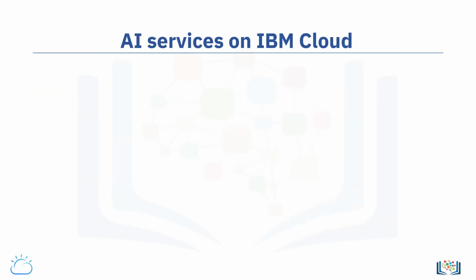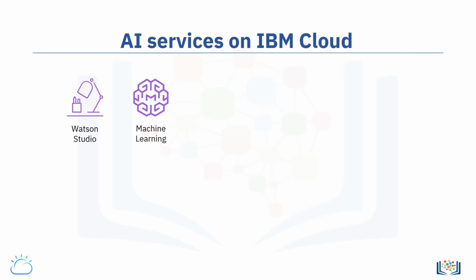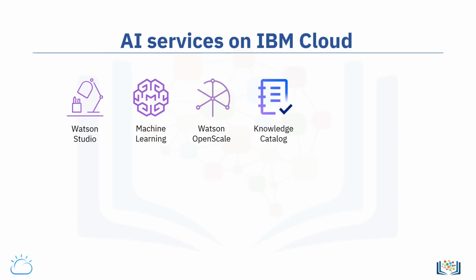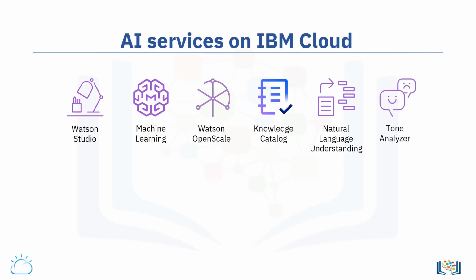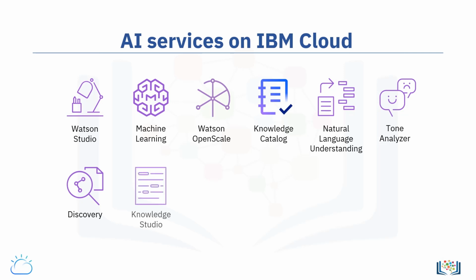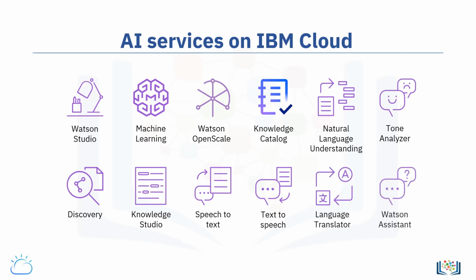Now, let's talk about some of the AI services available on IBM Cloud. First, we have the AI lifecycle management tools, such as Watson Studio, Watson Machine Learning, Watson OpenScale, and Knowledge Catalog. Next, we have tools which analyze text, such as natural language understanding and tone analyzer. We then have intelligent search called Discovery. We have a service which enables you to build custom models for discovery and for natural language understanding, and that's called Knowledge Studio. We also have our speech and language services, such as speech-to-text, text-to-speech, language translator, and assistant.